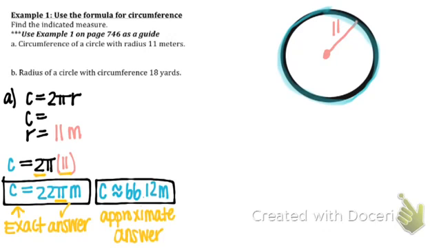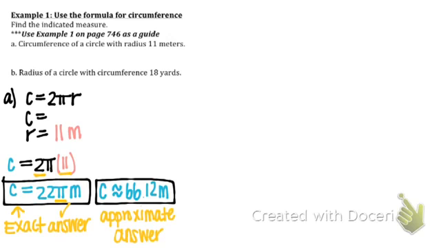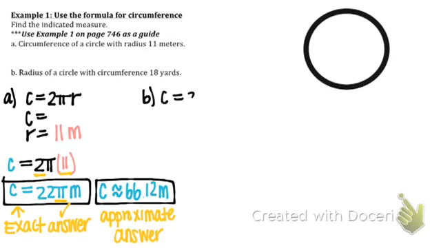Okay, moving on to letter B. I'm going to erase my picture and redraw it. So look at that perfect circle. So in B, I'm solving for a radius of a circle with circumference of 18 yards. So keyword I see, circumference. I'm using my circumference formula, C equals 2 pi r.